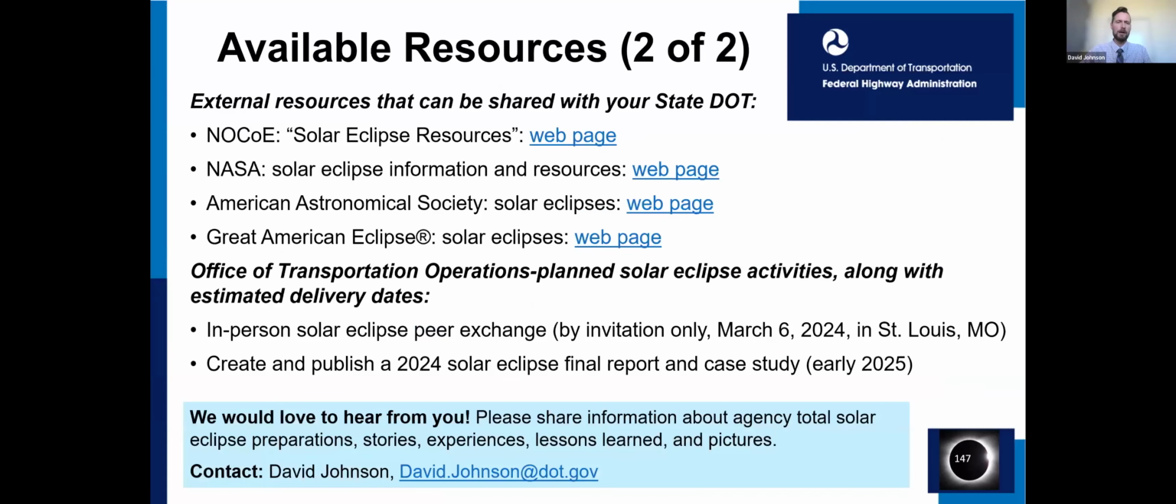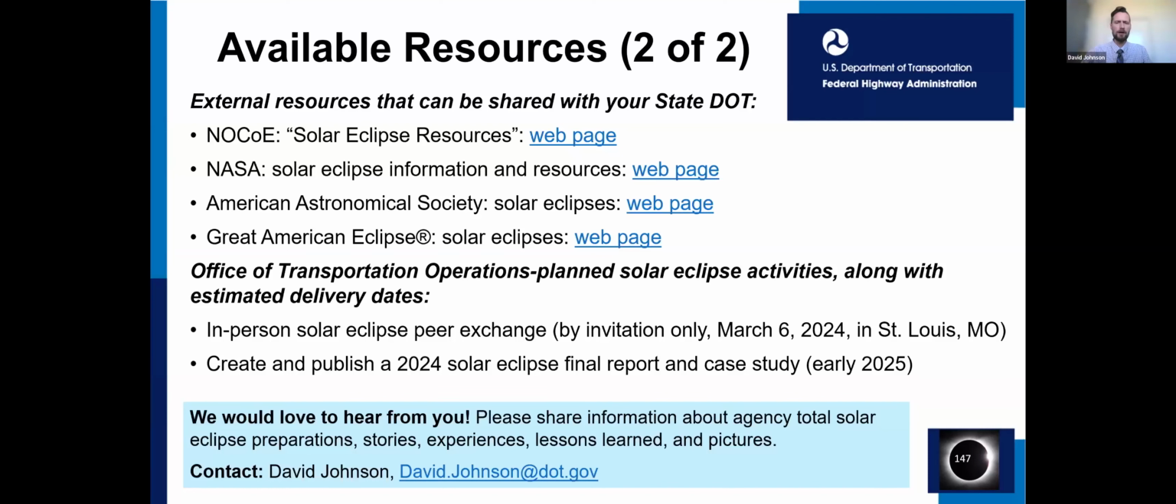The next slide will highlight available resources from external partners. Obviously, NOCO will be posting this webinar, but they also have a solar eclipse webpage. NASA, we heard from Dr. Korek, is a great resource, as well as the AAS and the Great American Eclipse web pages, which have great maps and links to things like glasses.